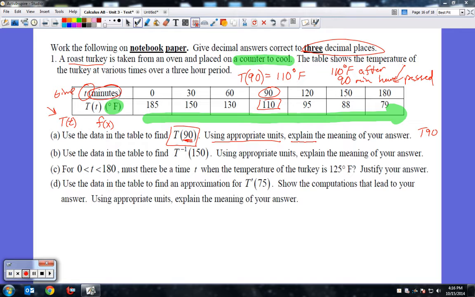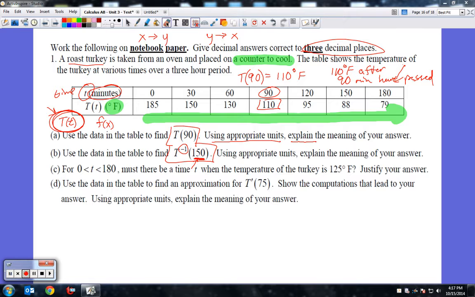Okay? Looking at this, B says use the data in the table to find the inverse of the T function at 150. Now, this is not the derivative. Don't let this confuse you. This to the negative 1 is not f prime, or T prime in this case. This is just saying on the inverse, remember x yields y, the inverse is y yields x. So I'm not looking at this as an input of my T of t. I'm looking at 150 as my output of T of t.